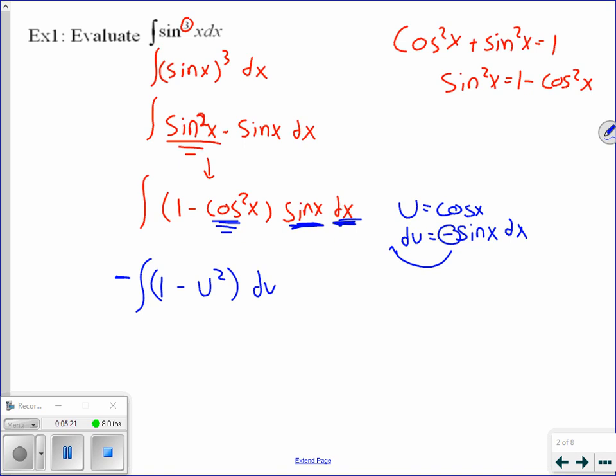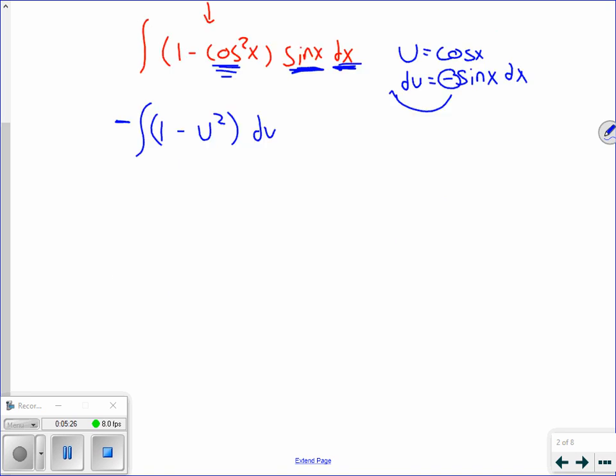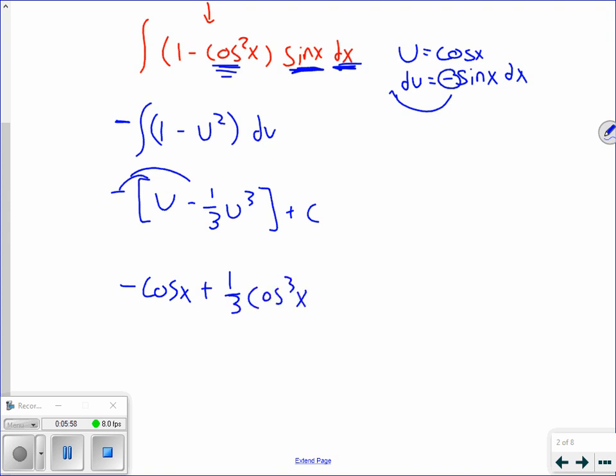Okay. So that's not a terrible thing to integrate, right? We can integrate this all day long. We got negative. Integration of 1 would just be u. And the integration of u squared is 1/3 u cubed. Right? And then plus c. And then plugging back in what u was, which was cosine, we have negative cosine of x. I'm just going to distribute the negative and make it plus 1/3 cosine cubed x plus c.